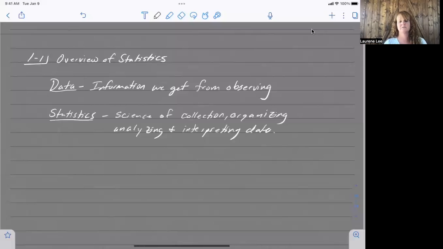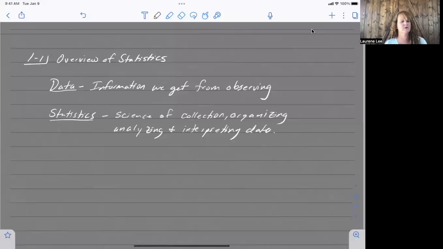So what you're going to see in the weeks to come is we're going to collect information, collect data from different populations, different areas, different groups of people and things. And then we are going to organize it. We're going to graph it. We're going to ask questions about it, analyze it, and then project, draw conclusions from it. And all of that process together encompasses the science of statistics.